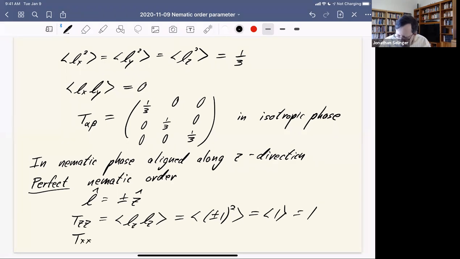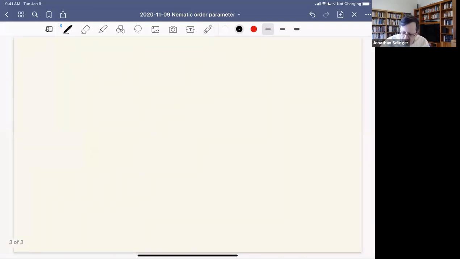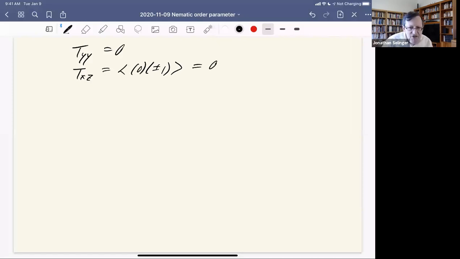What about T_XX? Well, that's the average of L_X times L_X. But L is always in the Z direction, plus or minus, right? So L_X is 0. It's the average of 0. So that's just 0. Similarly, T_YY is 0. What about any of the off-diagonal things, like T_XZ? That's the product of 0 times plus or minus 1. Oh, well, that's 0 also. Everything is 0 except for T_ZZ. So the tensor T alpha beta is 0, 0, 0, 0, 0, 0, 0, 0, 1.